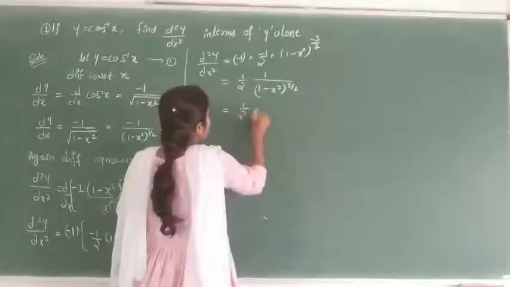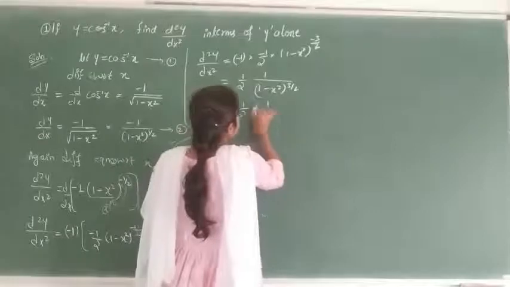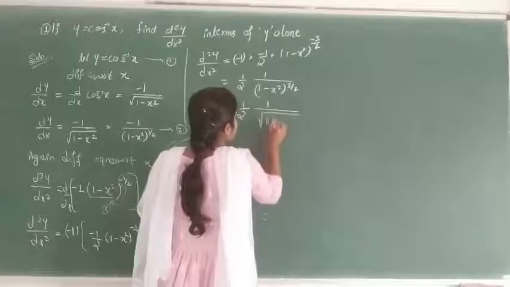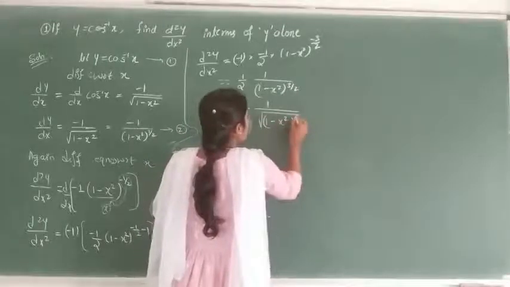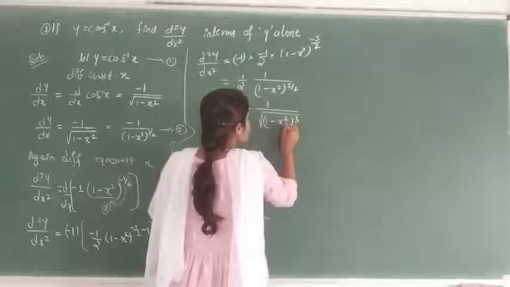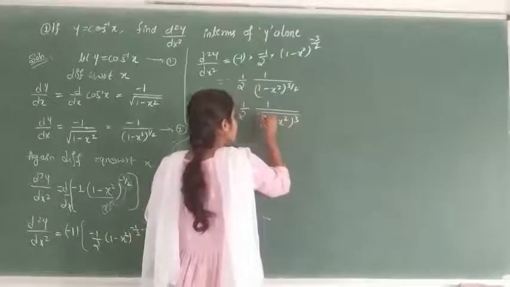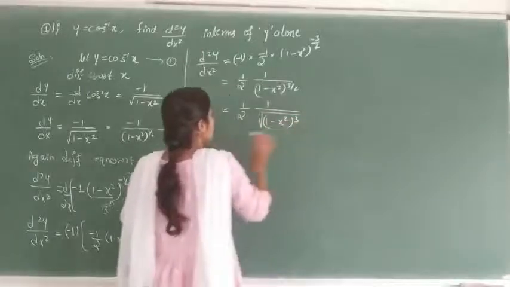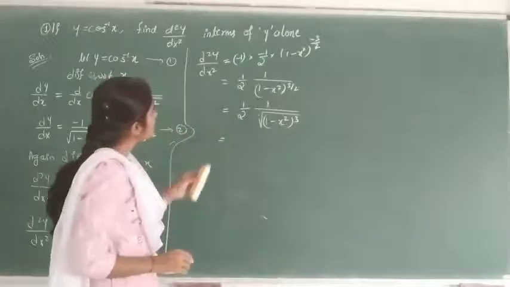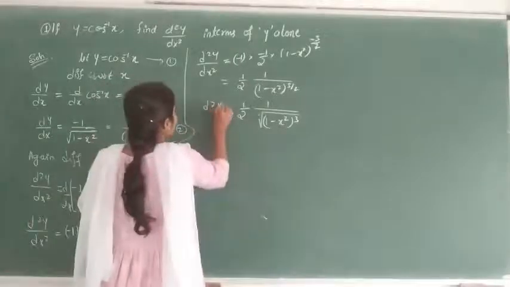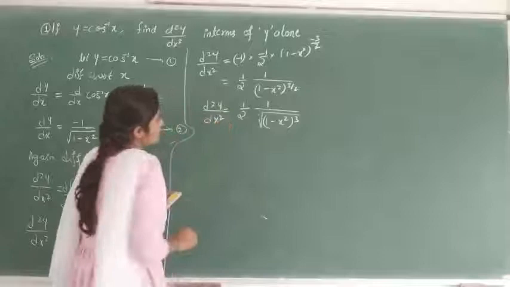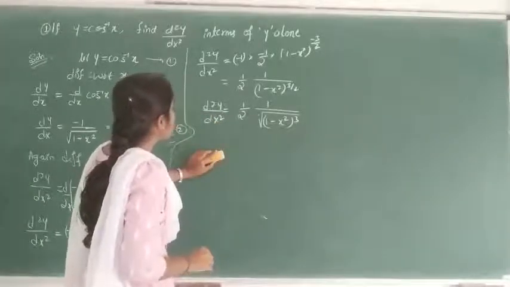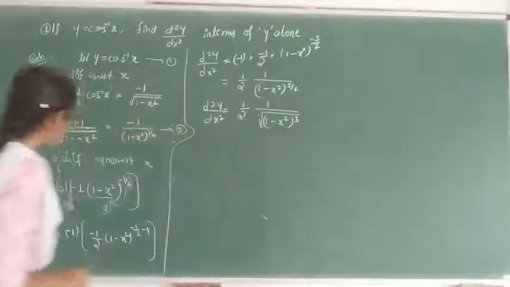So 1 by 2 into 1 divided by square root of 1 minus x square whole cube, that is 1 minus x square whole to the power 3 by 2. This is nothing but square root of 1 minus x square whole cube. So we got d square y by dx square, that is 1 by 2 into 1 divided by square root of 1 minus x square whole cube.